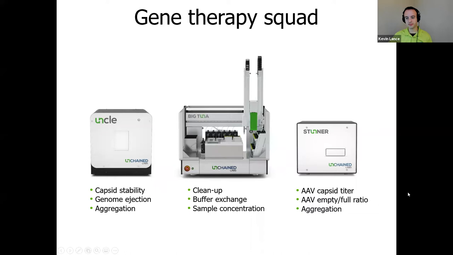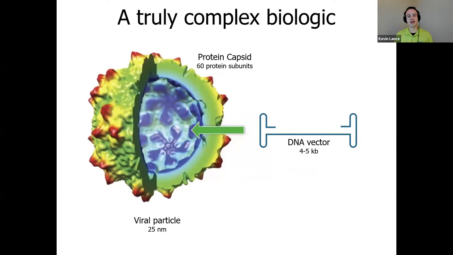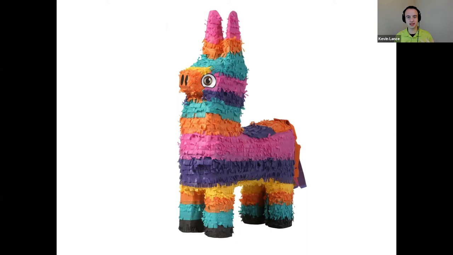Now, AAV is a truly complex biologic. It has a complex protein capsid. It is a larger size than most biologics, and it contains a DNA payload as well. So one helpful way for me to think about this is, of course, like the pinata, where the DNA is the candy inside and the capsid is the cardboard and colored paper. And if we have this helpful pinata AAV model in our heads, then I can quickly explain what Uncle does to AAV, which is this.